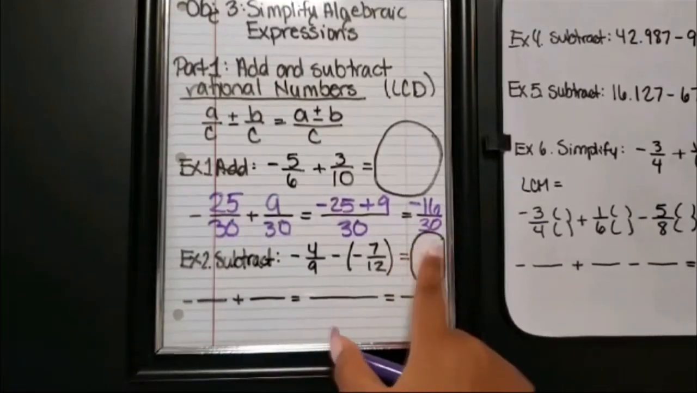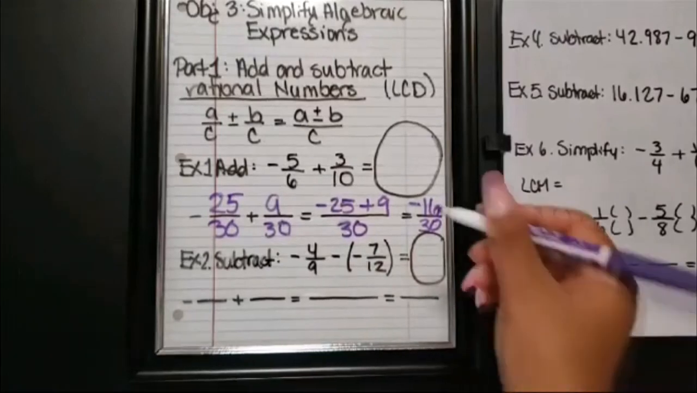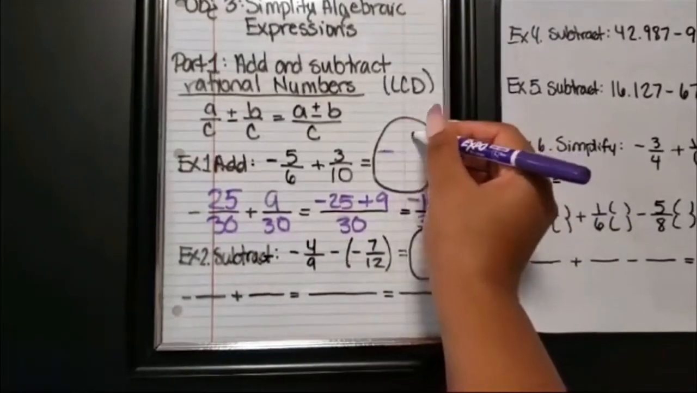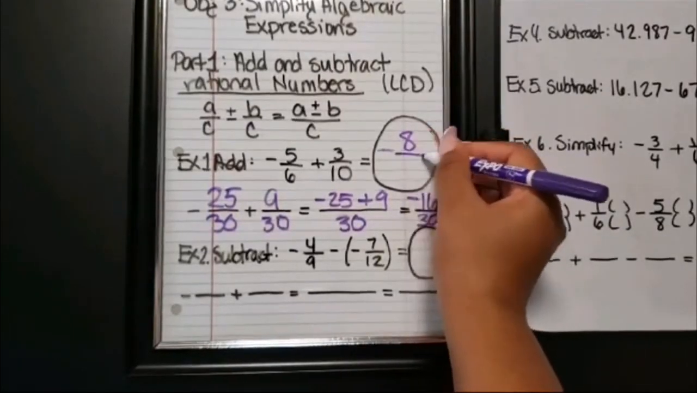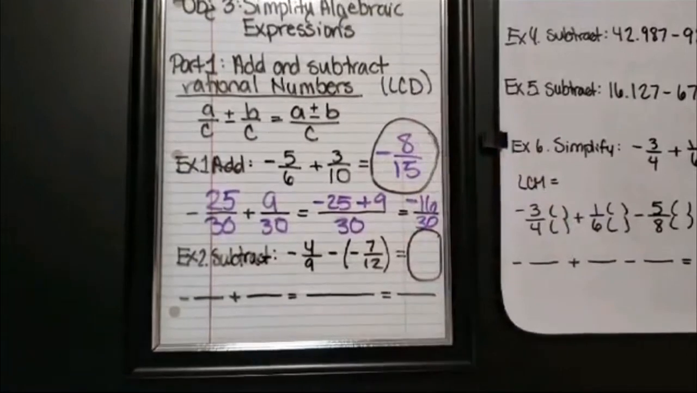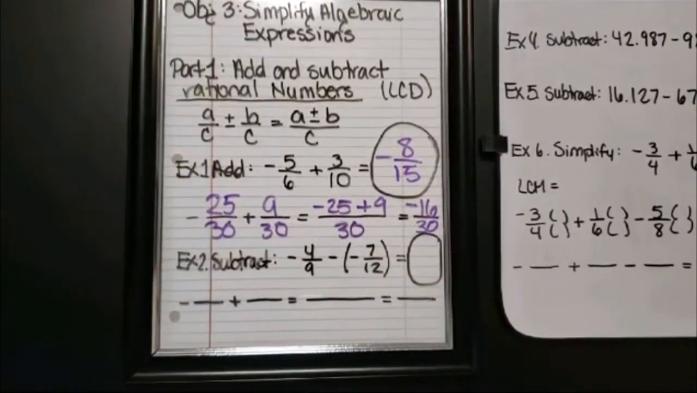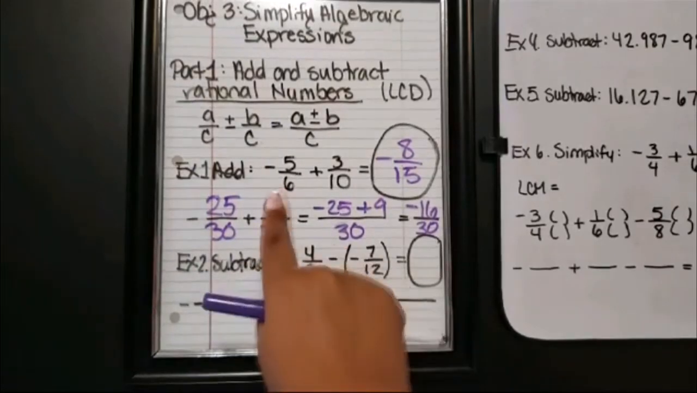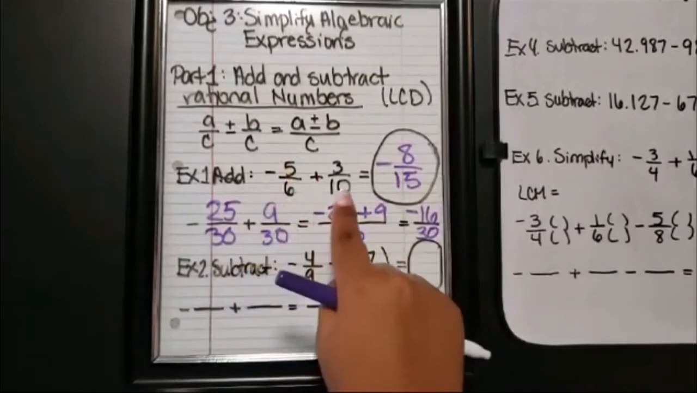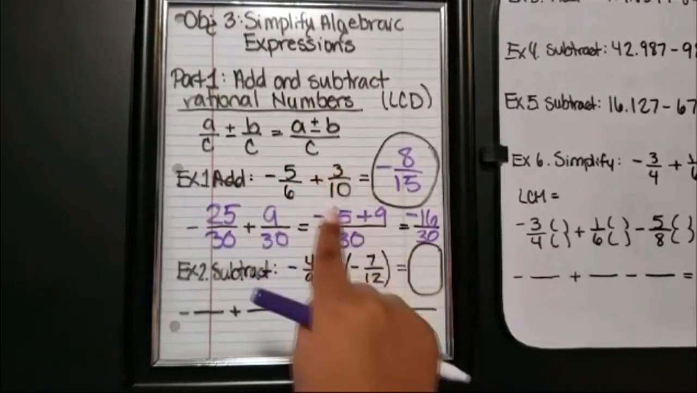Negative 16 and 30 are both divisible by 2. So we can actually simplify this to be negative 8 over 15. All right. So negative 8 over 15 is the answer to example 1. As you can see, we have a negative number here, and it is plus a positive number.